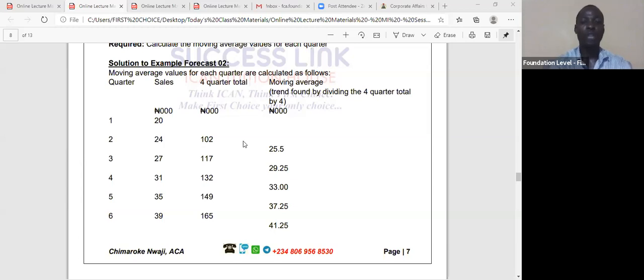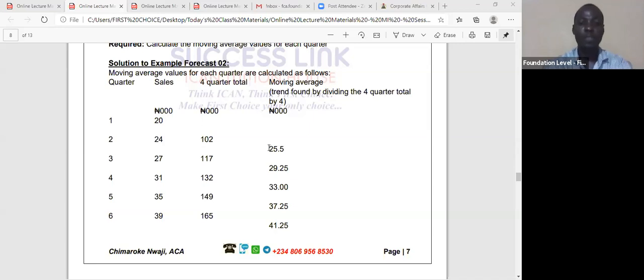So where do we keep this 25.5? How do we know what quarter to use? I told you before, you add 1 plus 2 plus 3 plus 4, which gives you 10, divided by 4, which gives you 2.5. Another way of doing it is 4 plus 1, which is 5, divided by 2, which is 2.5. That means it will be between quarter 2 and 3. The midpoint between 2 and 3 is 2.5. So that's why you are seeing a space here, and we are putting our 25.5 in between.